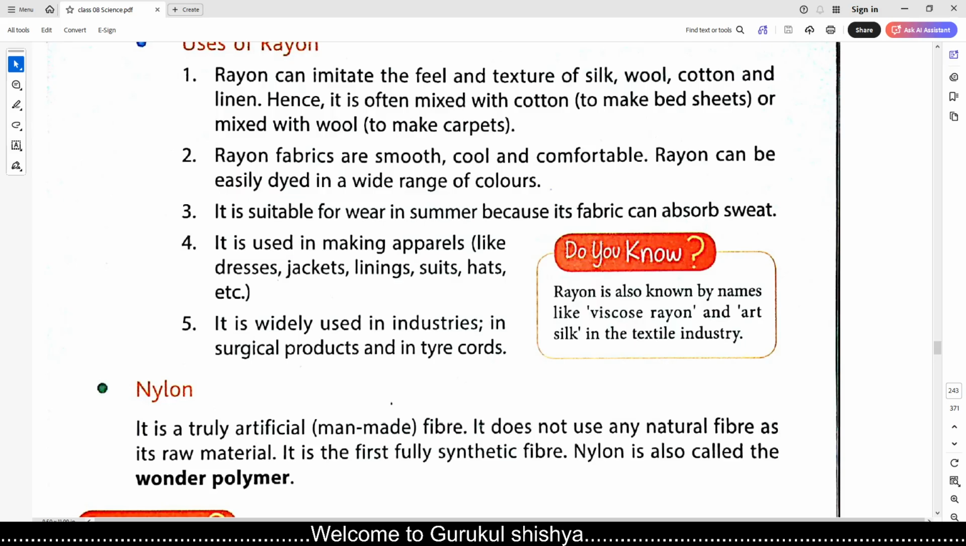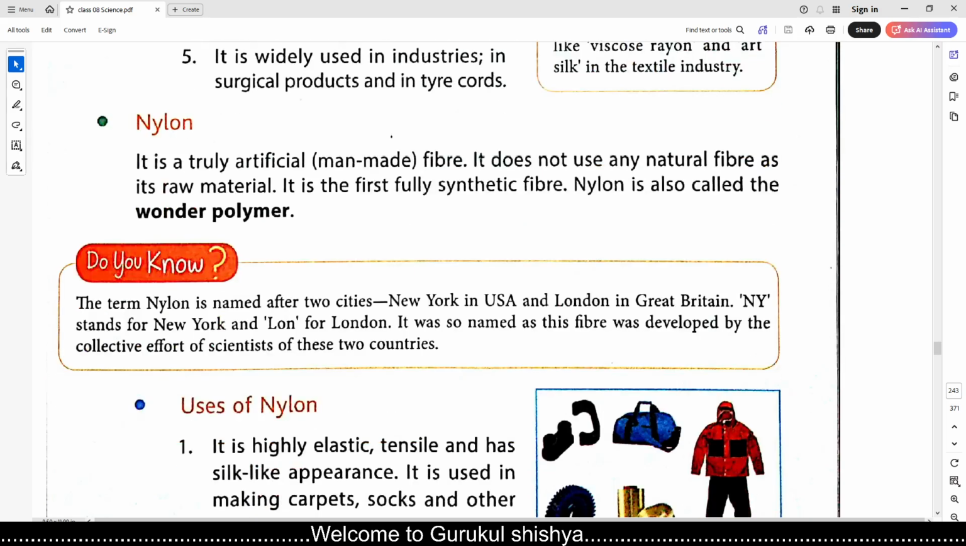Nylon. It is a truly artificial man made fiber. It does not use any natural fiber as its raw material. It is the first fully synthetic fiber. Nylon is also called the wonder polymer. Do you know? The term nylon is named after two cities, New York in USA and London in Great Britain. NY stands for New York, and LON for London. It was so named as this fiber was developed by the collective effort of scientists of these two countries.